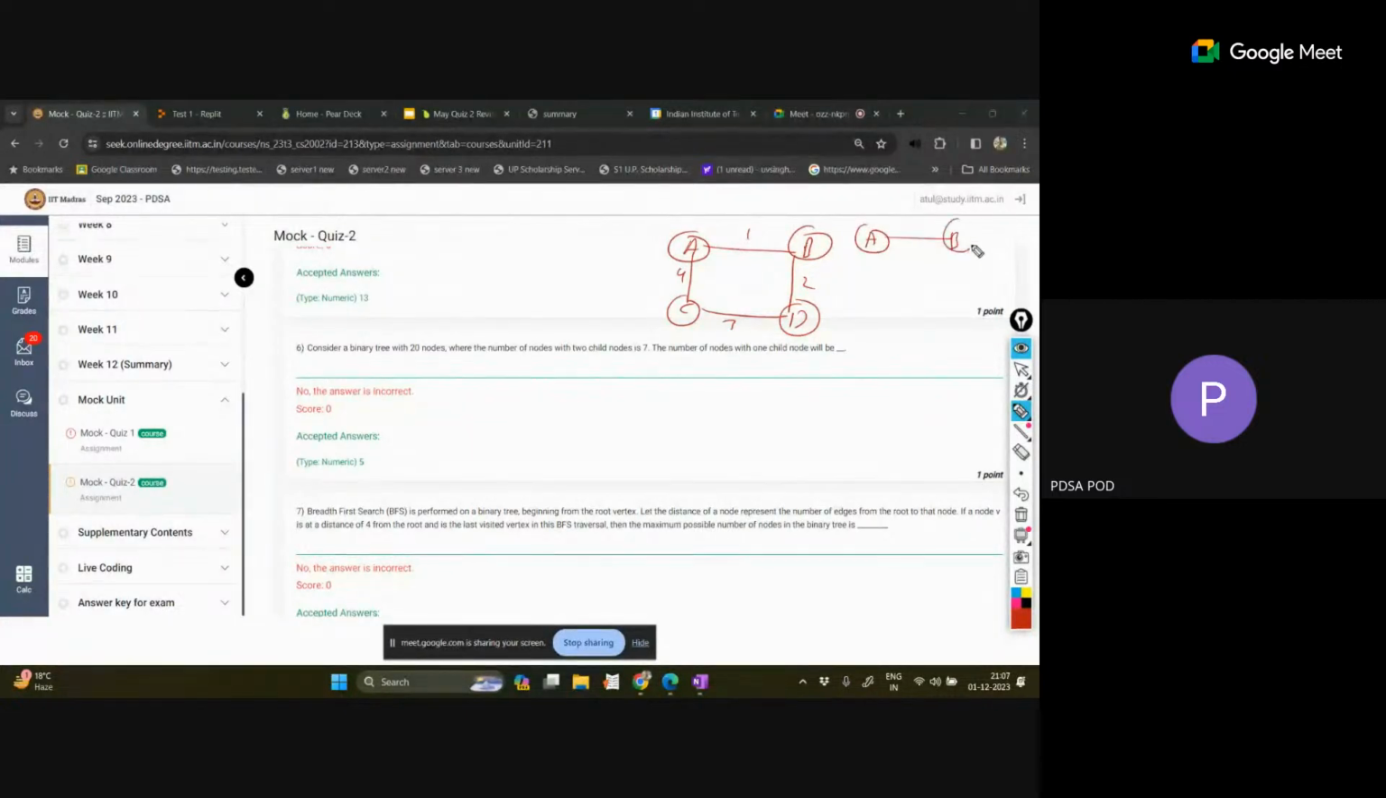So A to B, this edge will be selected, and this one C. Like this 1, 2, 3. This will come in the output. Both algorithms will generate the same. This is actually a tree, and the weights of this tree are 1, 2, 3, total 6. So if you apply Prim's algorithm or Kruskal algorithm, both will generate the same tree structure with the same cost.